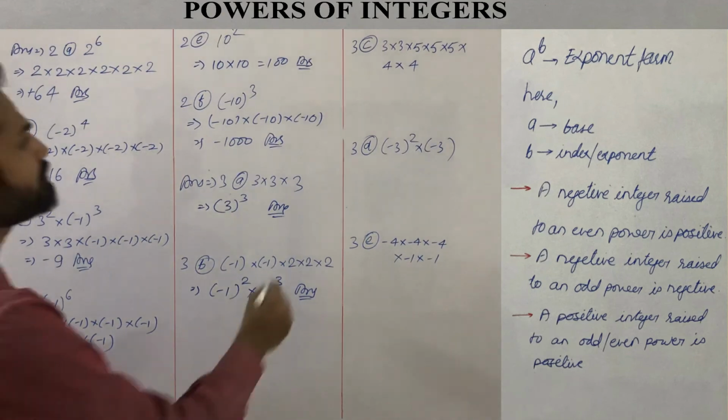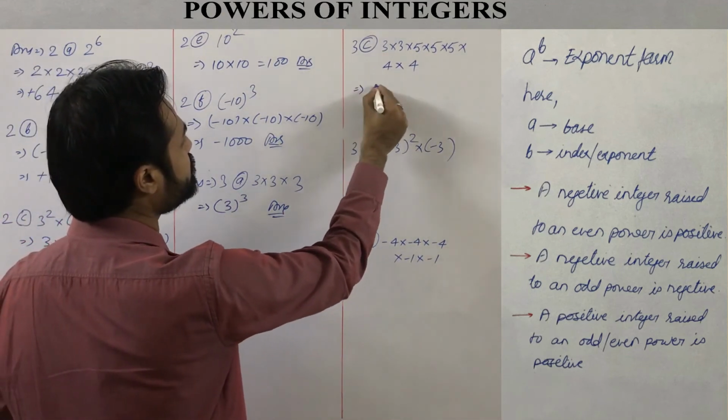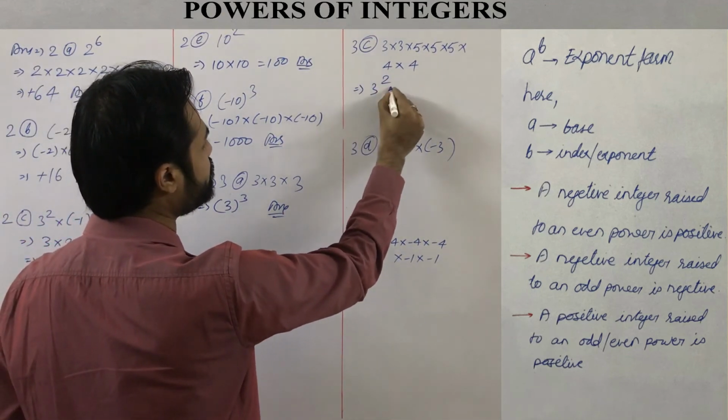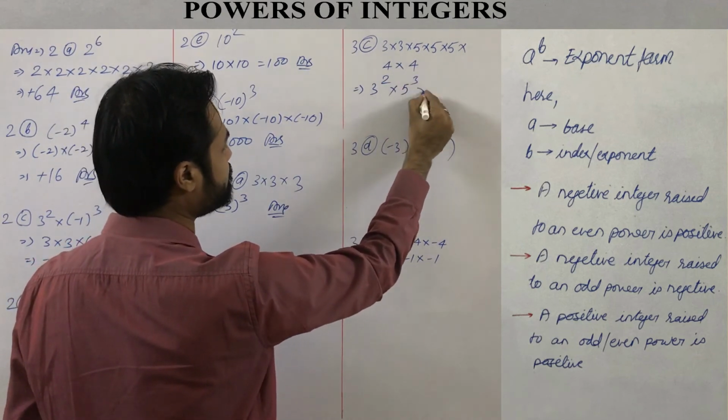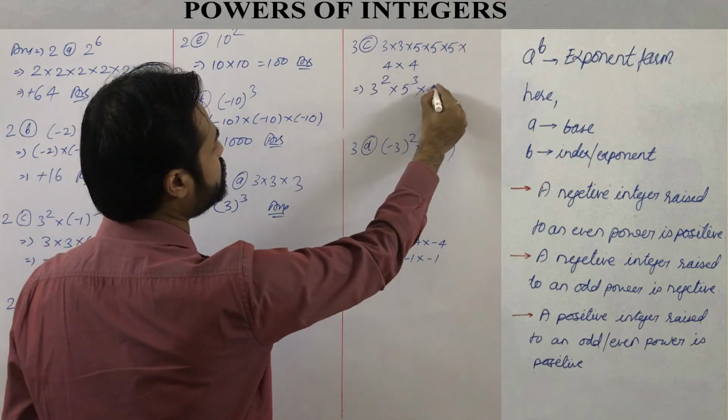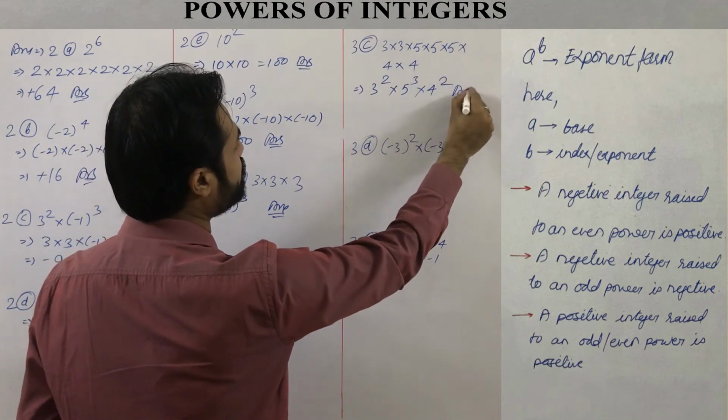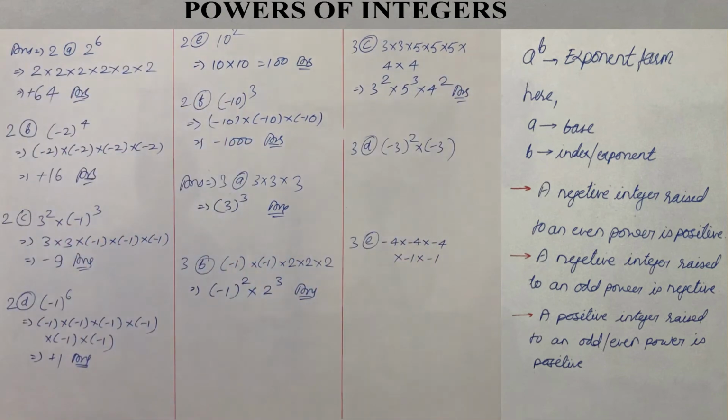Next, part C, 3 into 3. So 3 to the power of 2, then 5 into 5 into 5, 5 to the power of 3, and 4 into 4, so 4 to the power of 2. Square of 3, cube of 5, square of 4. 3 to the power of 2 into 5 to the power of 3 into 4 to the power of 2.